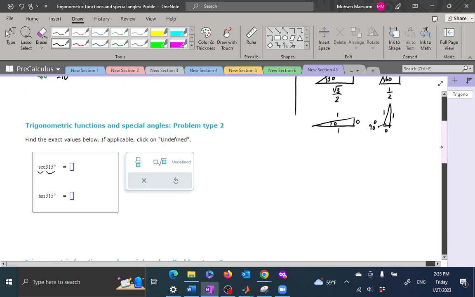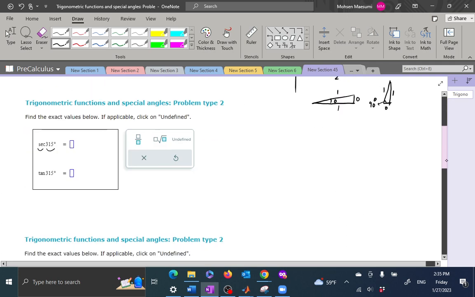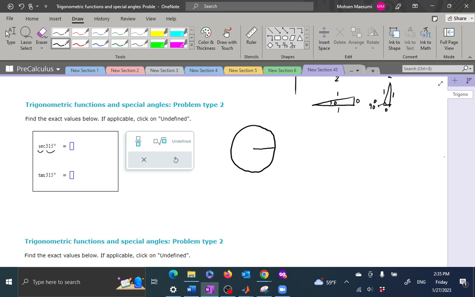How do we go about this? Let's do it both ways. 315, so in your picture you have to go to this location. So you probably have this picture drawn in front of you. First of all, you locate where you are at. So if I am at 315 degrees, this one, the coordinates on your picture are going to be what? Radical 2/2 and minus radical 2/2. Is that right? That's probably what you're going to see in your diagram.